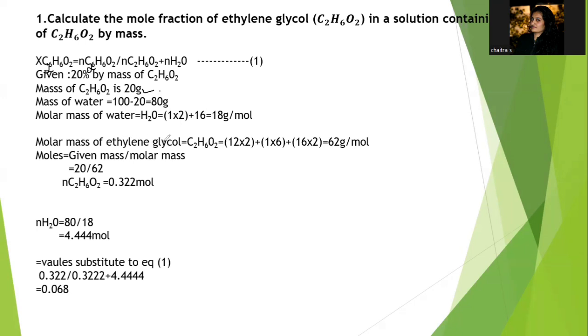The molar mass of the ethylene glycol, chemical formula C2H6O2. Carbon, the mass number is 12. So 12 into 2 plus 1 into 6 plus oxygen is 16, 16 into 2, equals 62 gram per mole.